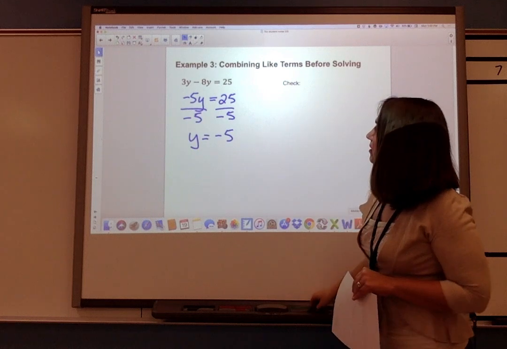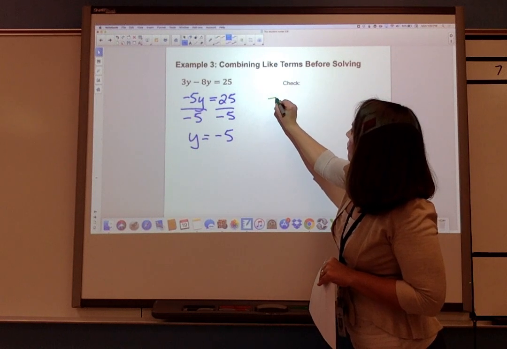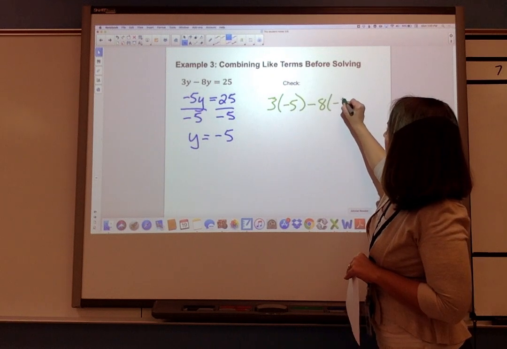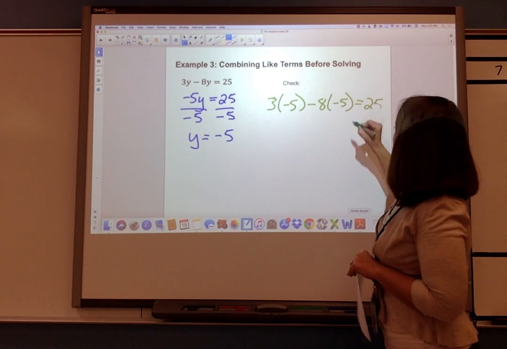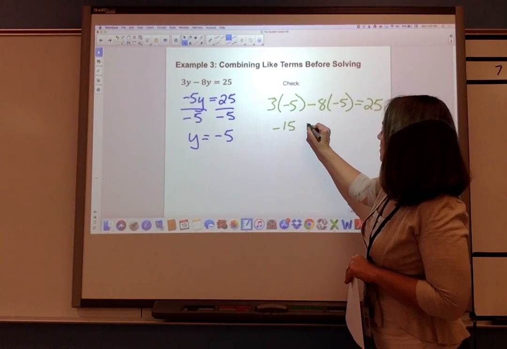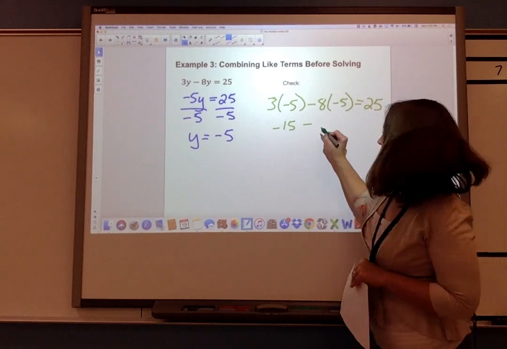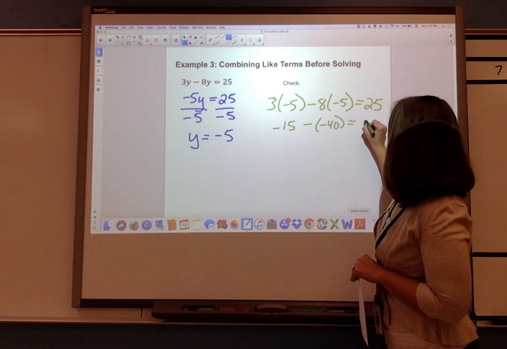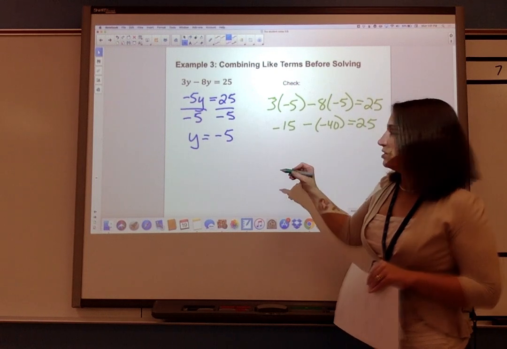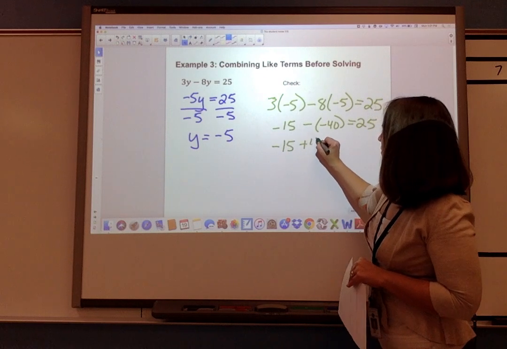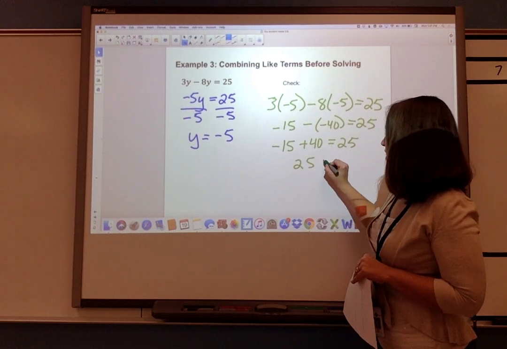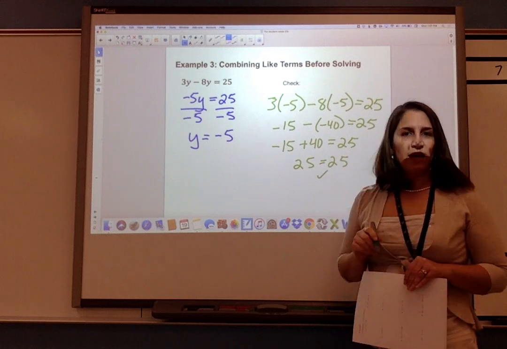Let's go ahead and do a check. So we have 3 times negative 5 minus 8 times negative 5 equals 25. And we want to see if this is true. So 3 times negative 5 is negative 15 minus 8 times negative 5 is negative 40, and that equals 25. We're going to simplify this. Instead of subtracting a negative, we'll change it to addition. So negative 15 plus 40 equals 25. The left side does simplify to 25, so we have 25 equals 25, and we got it.